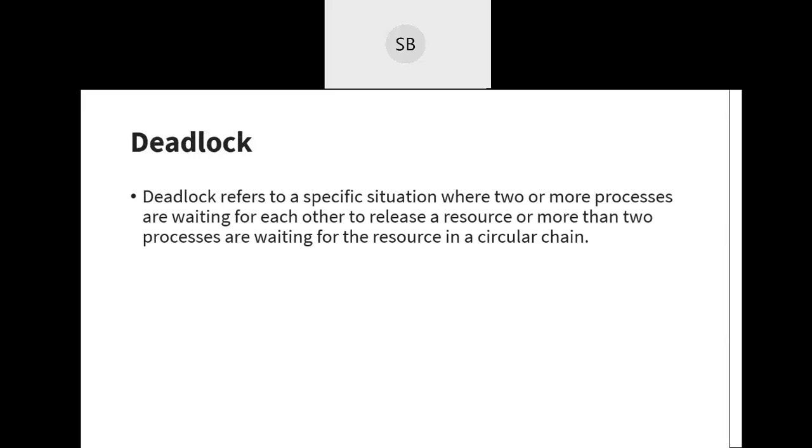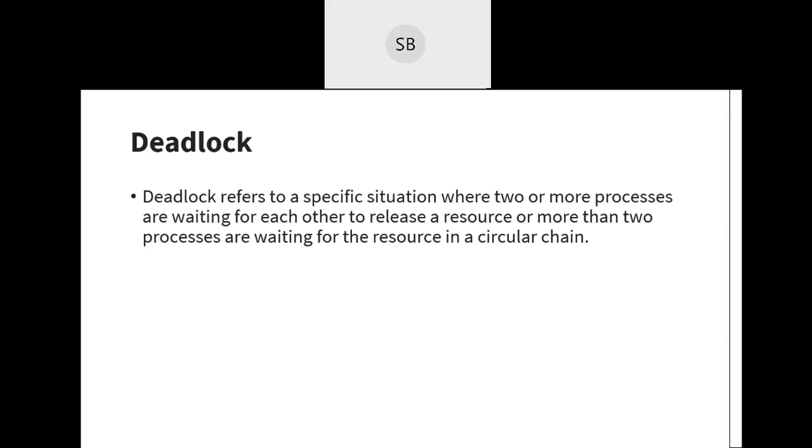And the last is deadlock. Deadlock is when I need some lock but it is not with me, and some other process is having it, but it is also waiting for some other process to acquire a lock. So that is known as deadlock, an unlimited wait. Deadlock refers to a specific situation when two or more processes are waiting for each other to release a resource, or more than two processes are waiting for the resource in a circular chain.